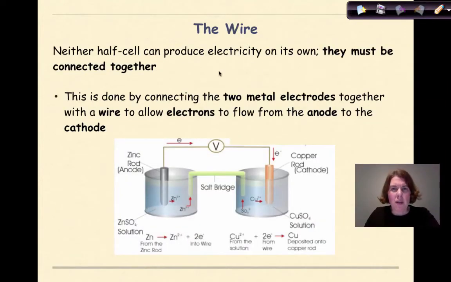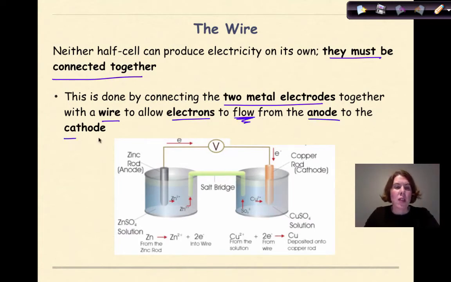Now, what's the purpose of this wire? Neither half cell can produce electricity on its own. They must be connected together. This is done by connecting the 2 metal electrodes together with a wire to allow electrons to flow from the anode to the cathode. And that's why in all of these representations of our voltaic cell, we've seen our little wire represented right here. They show the electrons, represented by these little e's, pointing from the anode to the cathode.